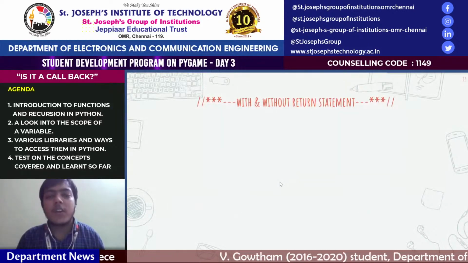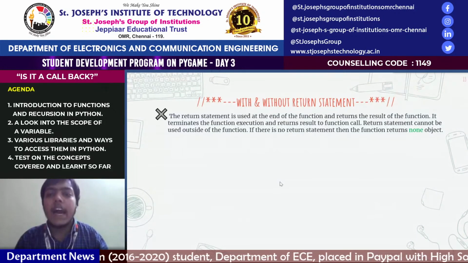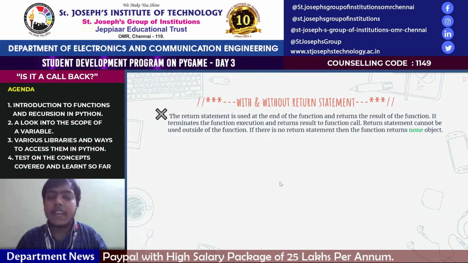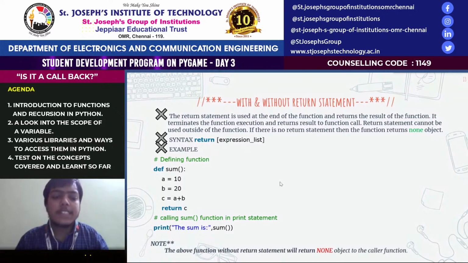Then, with or without return statement. Return statement is used at the end of the function and returns the result of the function. It terminates the function execution and returns the result to the function call. Return statement cannot be used outside of the function. If there is no return statement, then the function returns a None object. These are the examples. Let us run an example code.